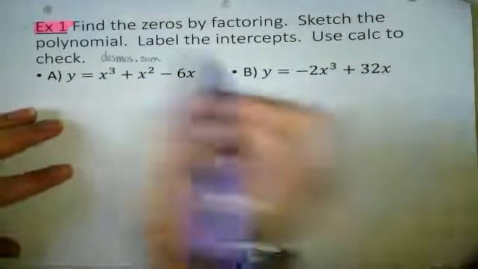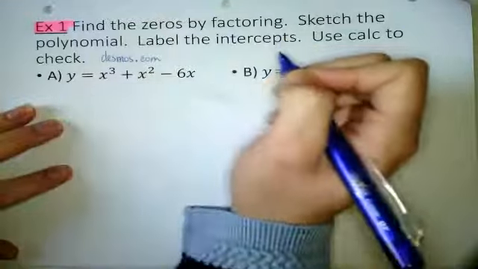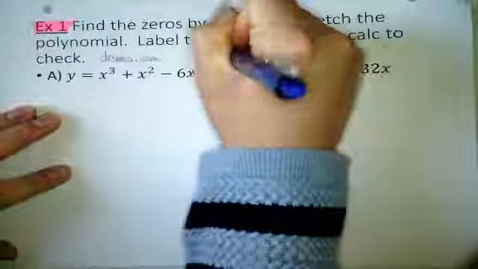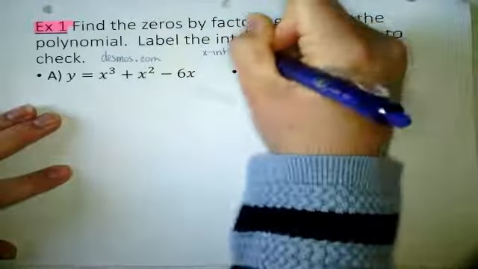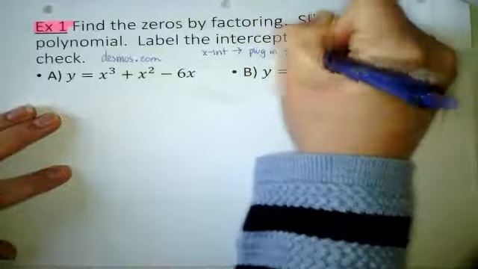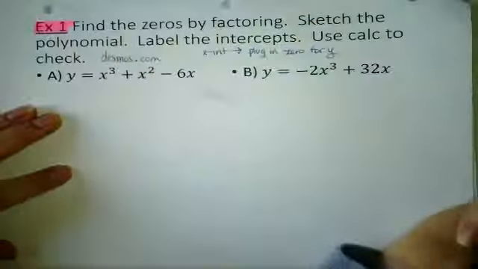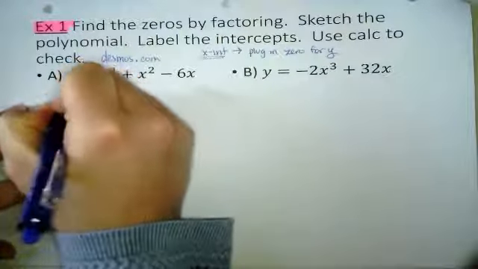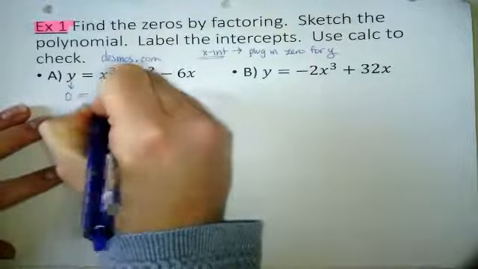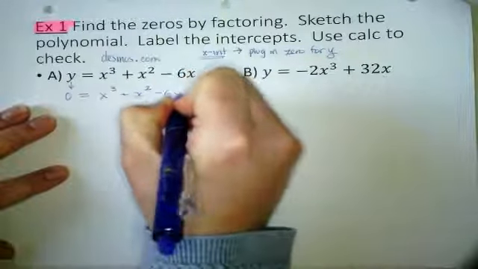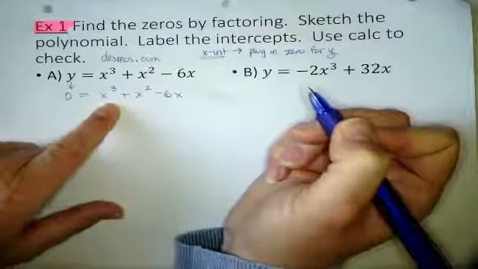So what I want to do is actually find the x-intercepts. If I wanted to find x-intercepts, then I would need to plug in 0 for the y value. So to find the x-intercepts, I'm going to plug in a 0 for the y, and then that's going to allow me to solve for x. You'll notice there's only x's left.